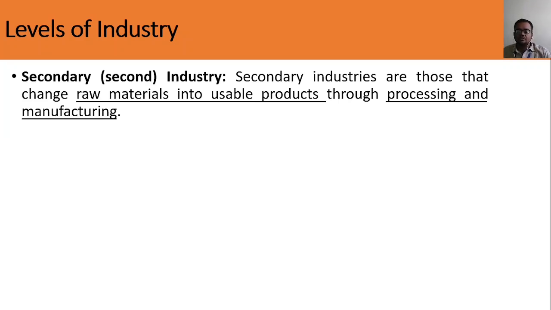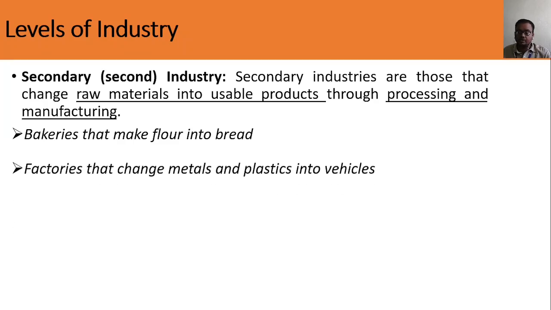Those partially finished goods are predominantly applied to the food industry, where the work in progress inventory is stored and then converted into finished products. Certain examples of secondary industry: bakeries that make flour into bread, whereas the manufacturing or production of flour comes under the category of primary industry.